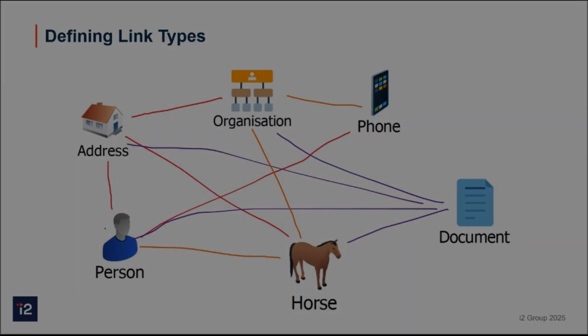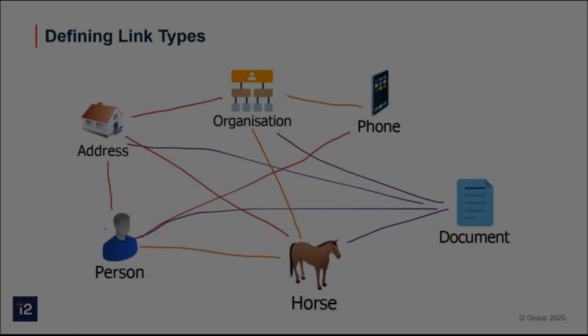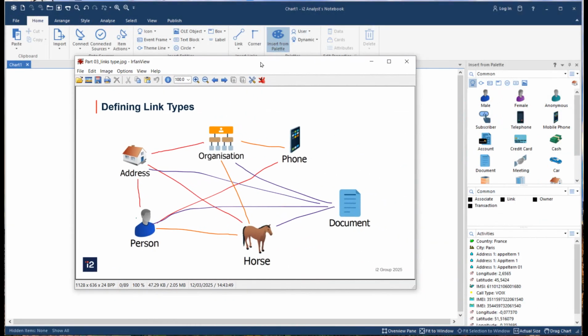So I'll go back to the drawing I did with the entities and the links, but the links I did were manually drawn. If only we had a software which would allow us to create links between entities. But hey, wait, that's i2 Analyst's Notebook. So I've launched Analyst's Notebook, and what I will do is recreate this drawing on the chart.